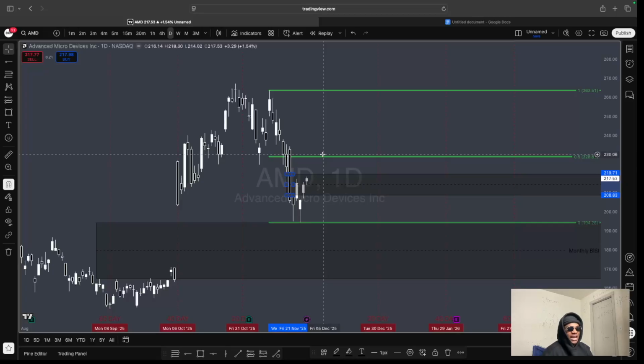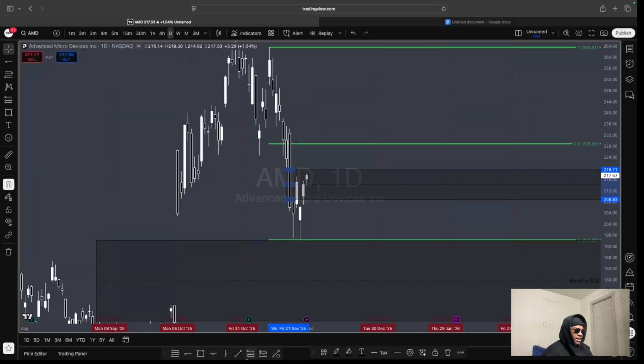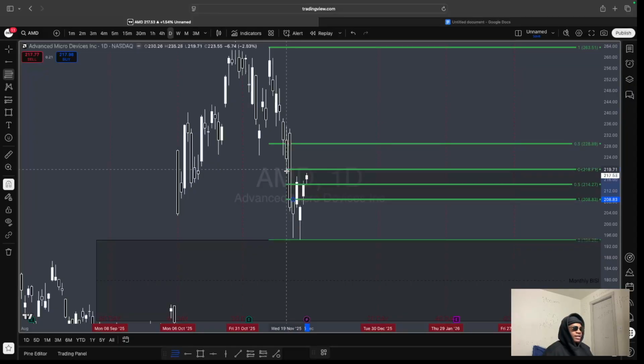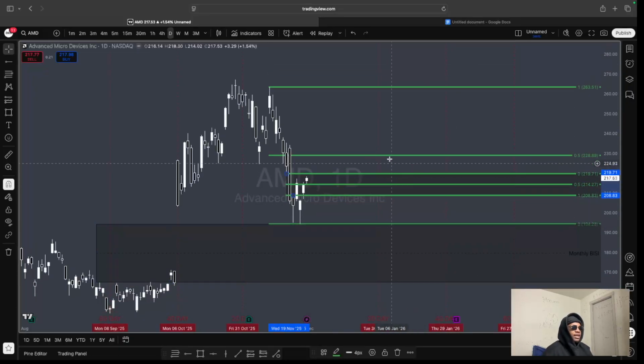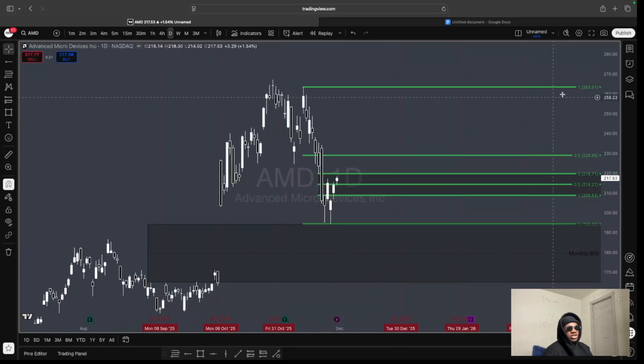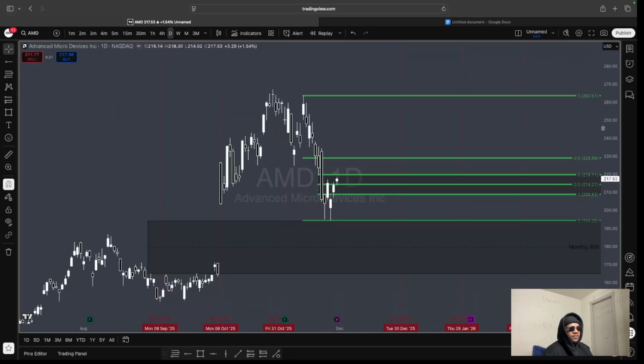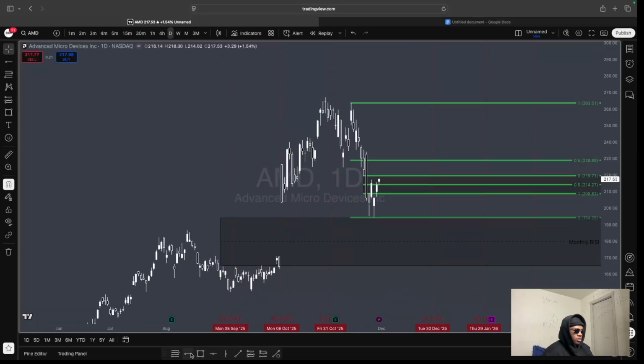Okay? I want to see a candle close above 219.71. After it closes above that 219.71, I want to see it come back down to this 214.27 and then go back up to this minimum, this 263.51, or go for the home run and these all-time highs. That's what I want to see AMD do.